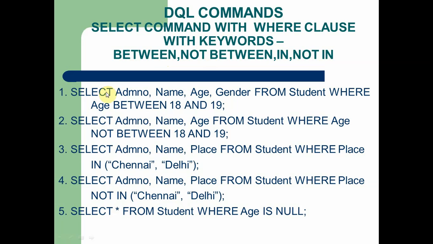In the first example, you can see we are going to display four columns, namely admin number, name, age, gender from student, where we are going to give the condition with the keyword called between for the column age. So between 18 and 19. This command will display all the records whose values satisfy the age between 18 and 19.